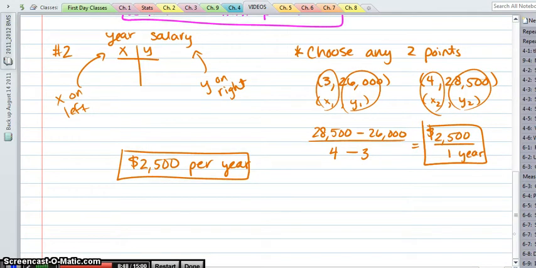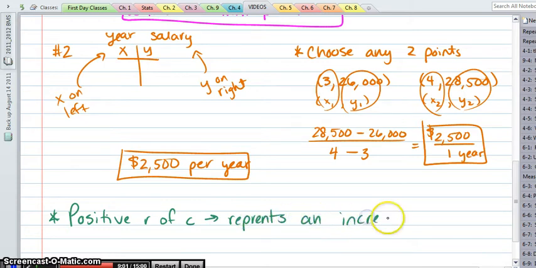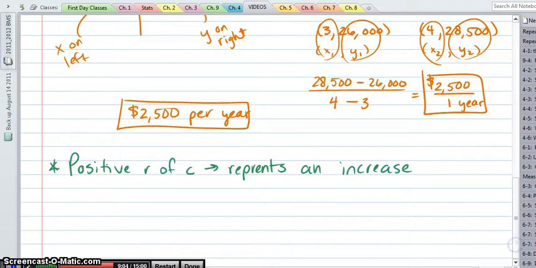Both of the examples we just looked at represented increases. So when you have a positive rate of change, it represents an increase. So you probably know what I'm going to say next. If you have a negative rate of change, it represents a decrease.